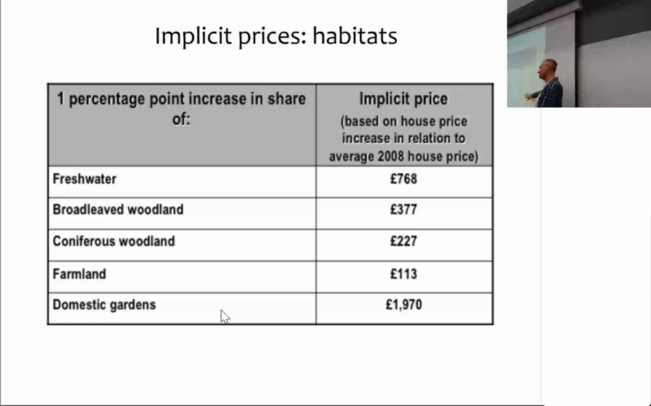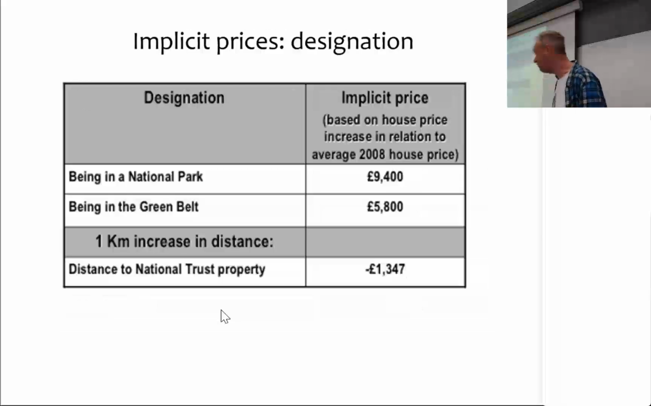So manufactured nature is much more important than nature, right? If you live in a national park, your house price goes up by 9,400. If you live in the greenbelt, it's 6,000.